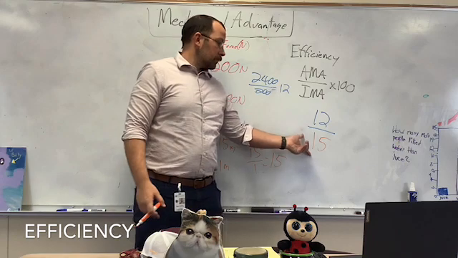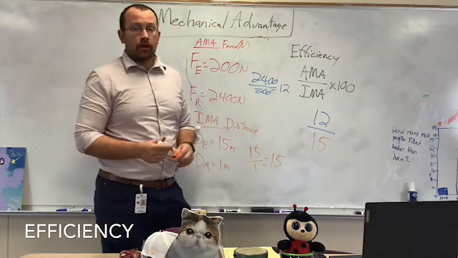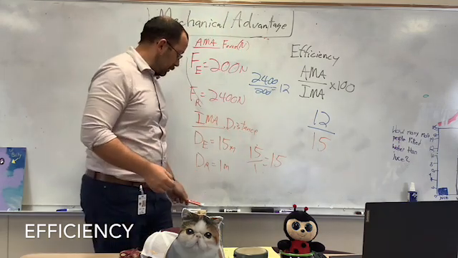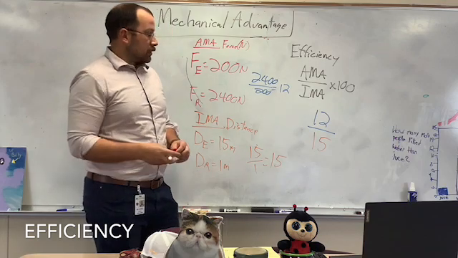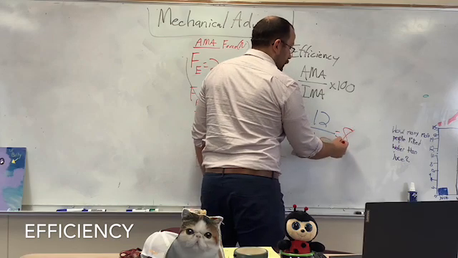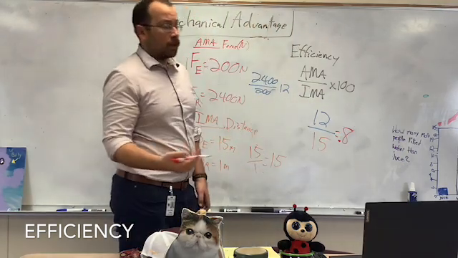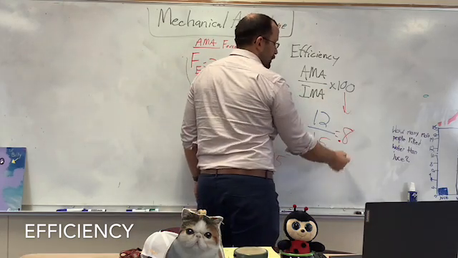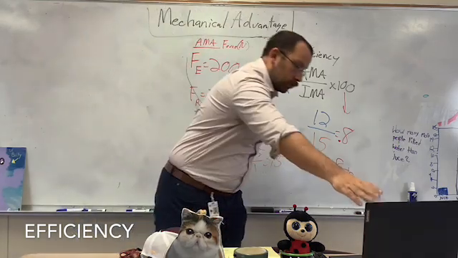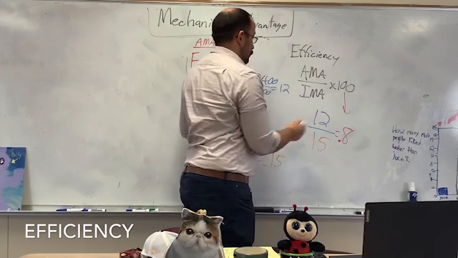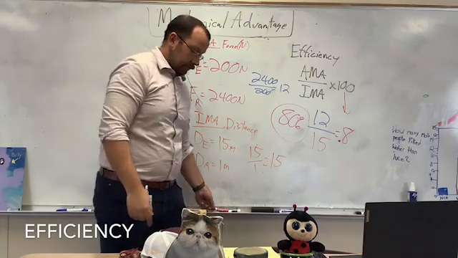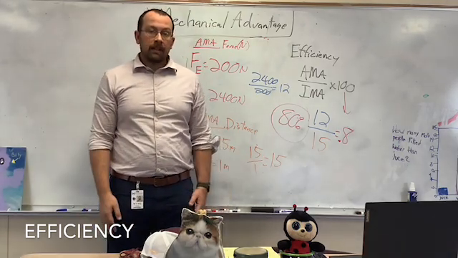Now just a quick check. This is larger than that, so I am on the right track. If your ideal mechanical advantage is ever smaller than your actual mechanical advantage, you did something wrong. Now we just divide them. 12 divided by 15 equals 0.8. Multiply that by 100, so 0.8 times 100 gives you 80%. So your efficiency is 80%. And that is how you find your efficiency.